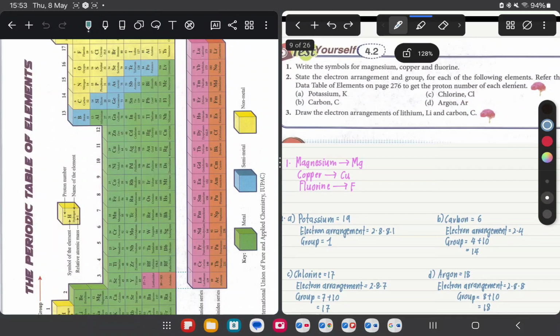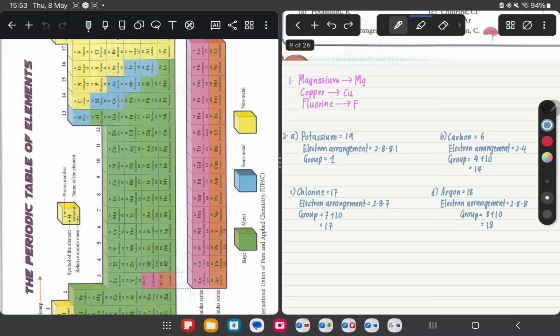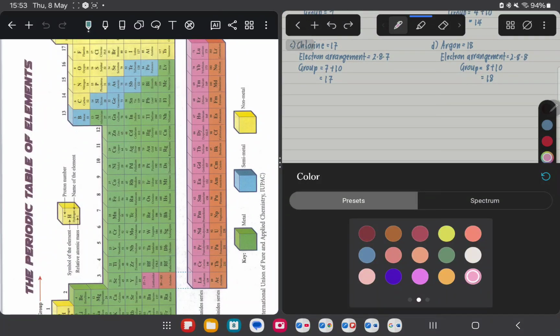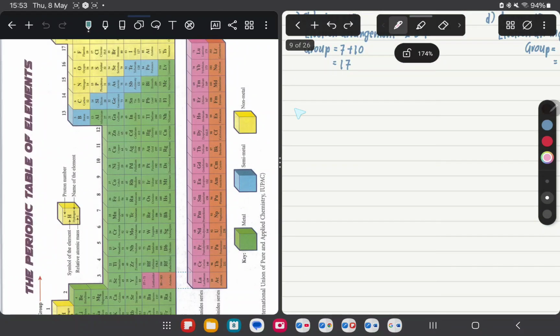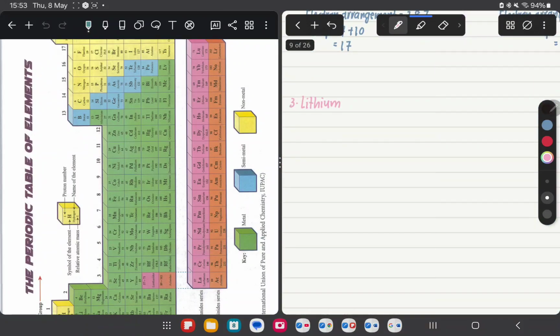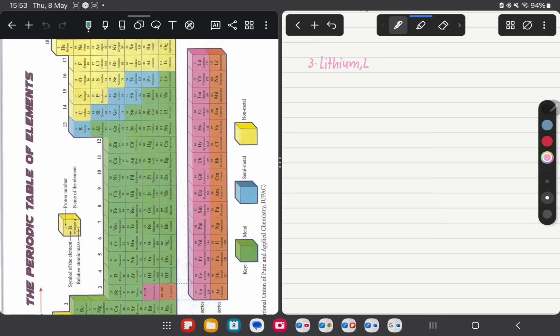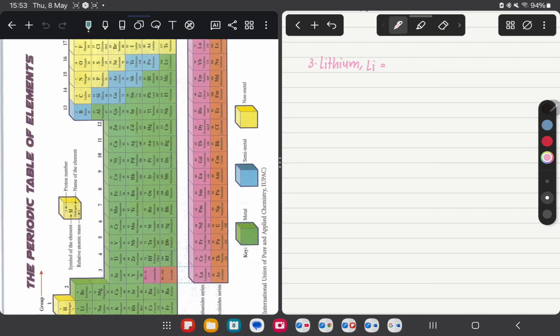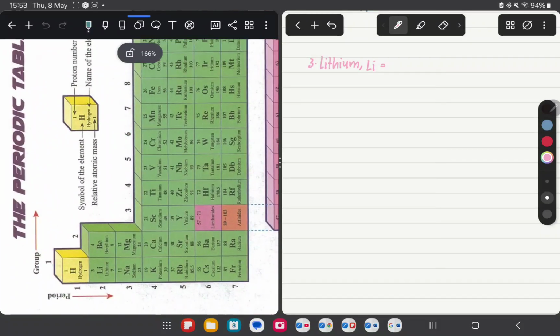Okay, and now finally number 3: draw the electron arrangement for lithium and carbon. Let's do number 3 somewhere here. We start with lithium. When I want to do drawing, I must have their proton number first, correct? How much is their proton number? Lithium is somewhere here, and the proton number is 3. So how about the electron arrangement? 2 and 1.